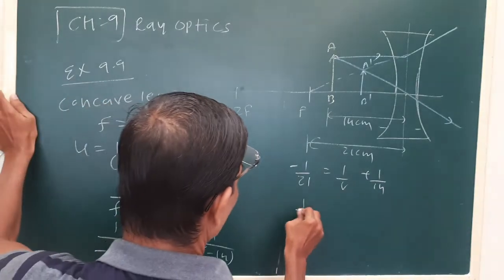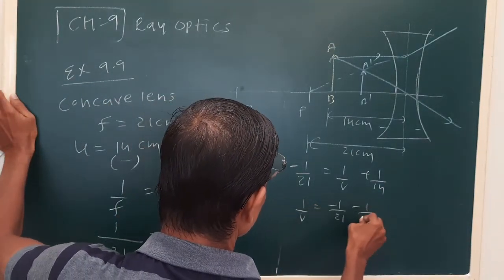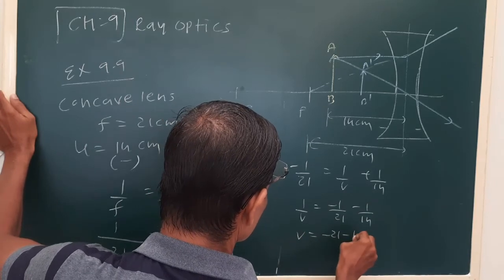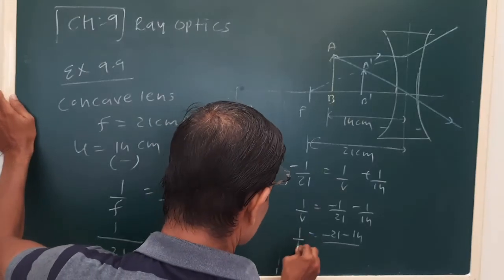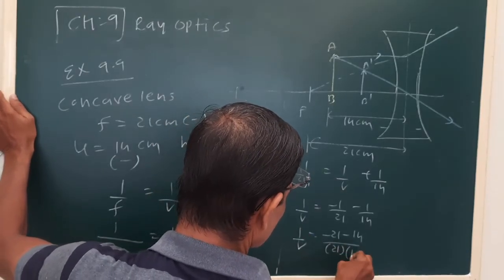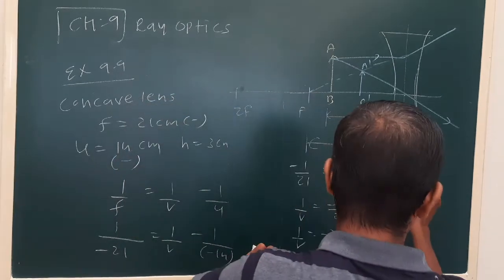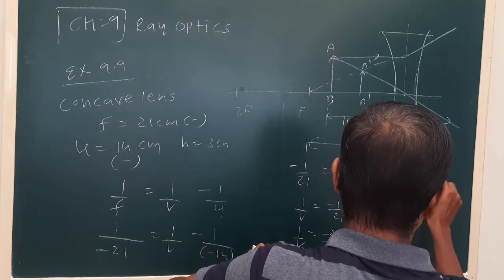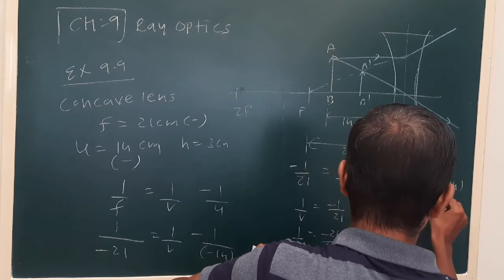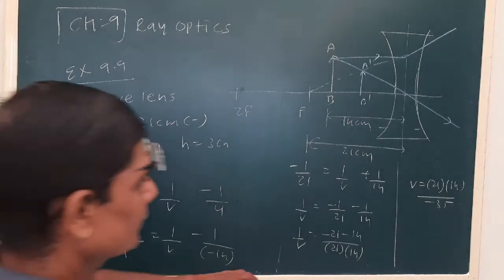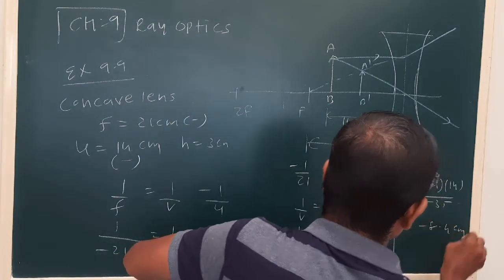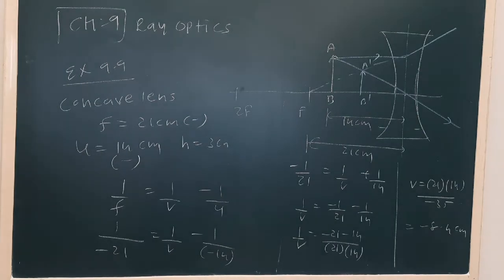So 1 upon V is, so V, now we should get negative. Why? Because object and image are on the same side. Now if you solve, it turns out to be minus 8.4 centimeter. Now this is the image distance.